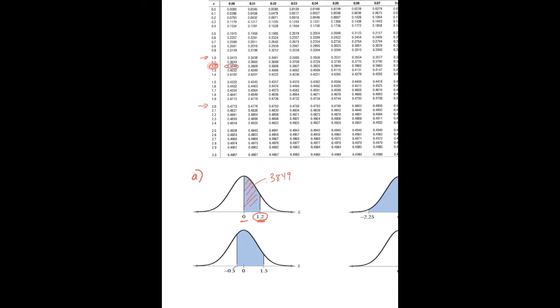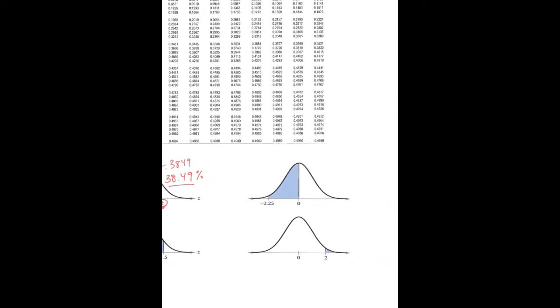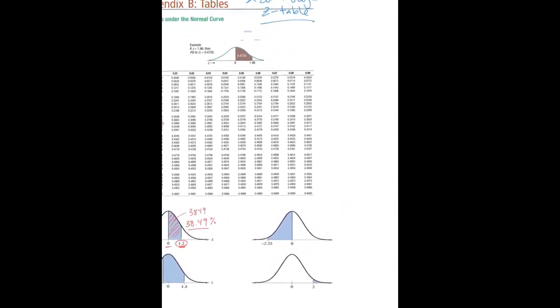So in any distribution that is normally distributed, the area between 0 and 1.2 standard deviations from the mean is 0.3849, or 38.49%. Another way we can think of this is: the probability of randomly selecting a continuous variable that is between 0 and 1.2 standard deviations from the mean is 38.49%.